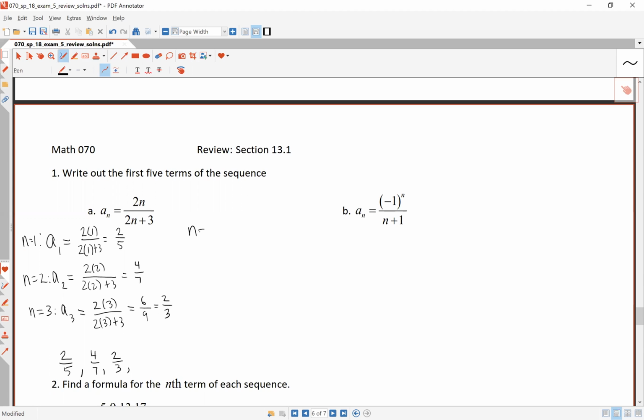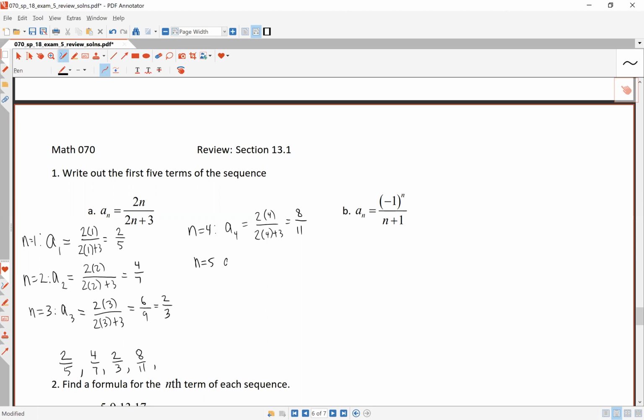The fourth term in the sequence is found by setting n equal to 4. And we would get A sub 4 is 2 times 4 divided by 2 times 4 plus 3. This is 8 over 8 plus 3, which is 11. So the fourth term in the sequence is 8/11.